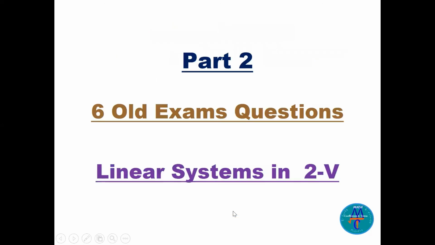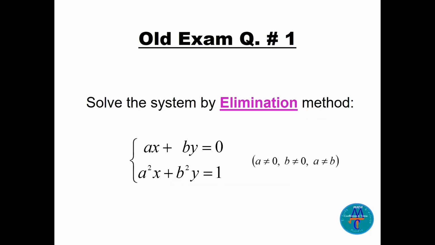Now we have part 2. There are 6 questions. Linear systems in 2 variables. Question number 1, solve the system by elimination method. We have some variables there. ax plus by is equal to 0. a squared x plus b squared y is equal to 1.